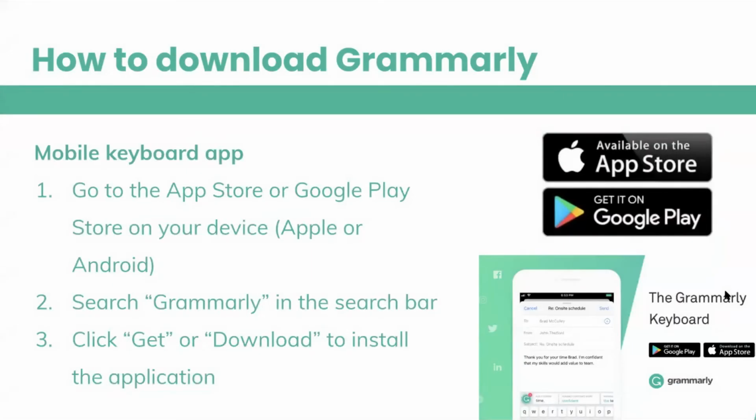Now there's also a mobile keyboard application available as well. And to download this onto your mobile device, you go to the App Store if you have an Apple device, such as an iPhone or an iPad, or the Google Play Store if you have an Android device, such as a Samsung. You then search Grammarly in the search bar, and then you will click on Get or Download to install the application.